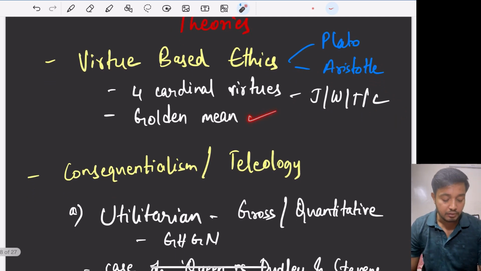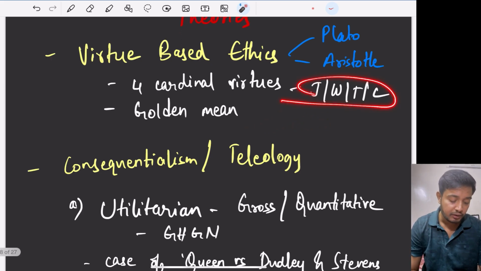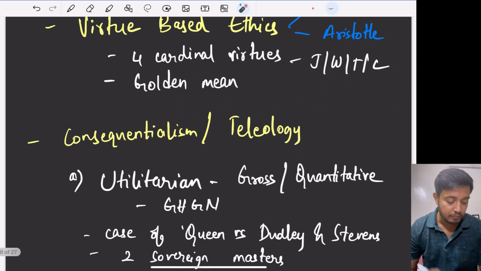And again, the golden mean, which is basically do not go for extremes, which is similar to the lines of Buddha. So try to find the Madhyam Marg, or the golden mean, which Aristotle talks about. Basically, you can use all these. You can use these tools both in the questions and case studies part. So just keep in mind.